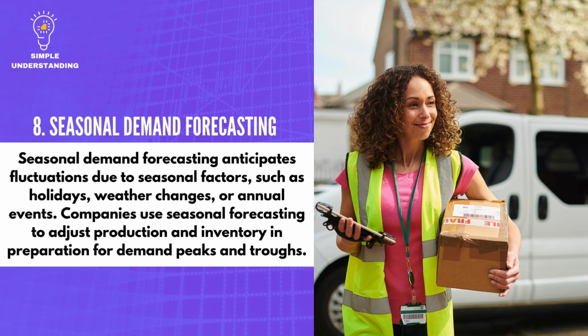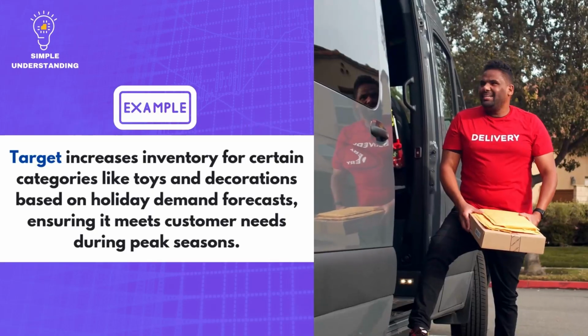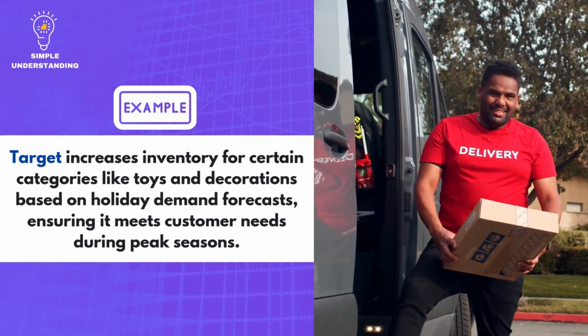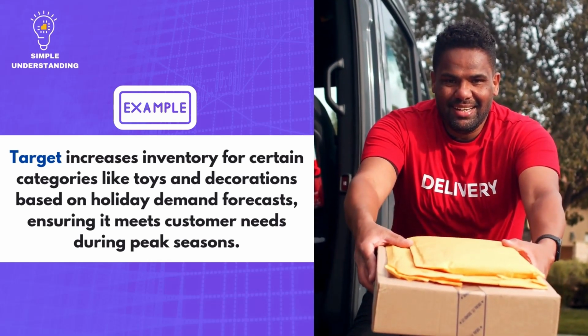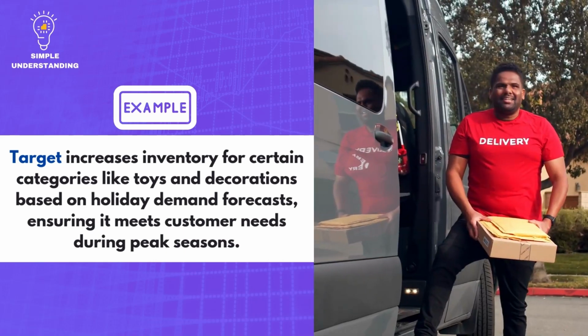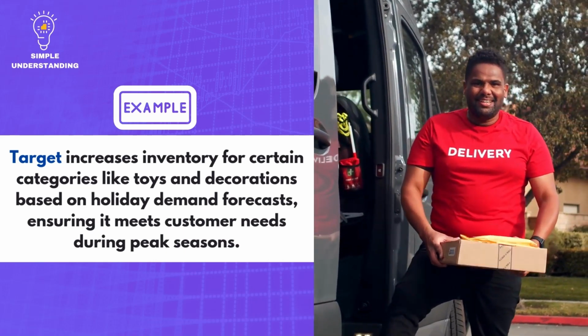8. Seasonal demand forecasting. Explanation. Seasonal demand forecasting anticipates fluctuations due to seasonal factors, such as holidays, weather changes, or annual events. Companies use seasonal forecasting to adjust production and inventory in preparation for demand peaks and troughs. Real company example. Target increases inventory for certain categories like toys and decorations based on holiday demand forecasts, ensuring it meets customer needs during peak seasons.